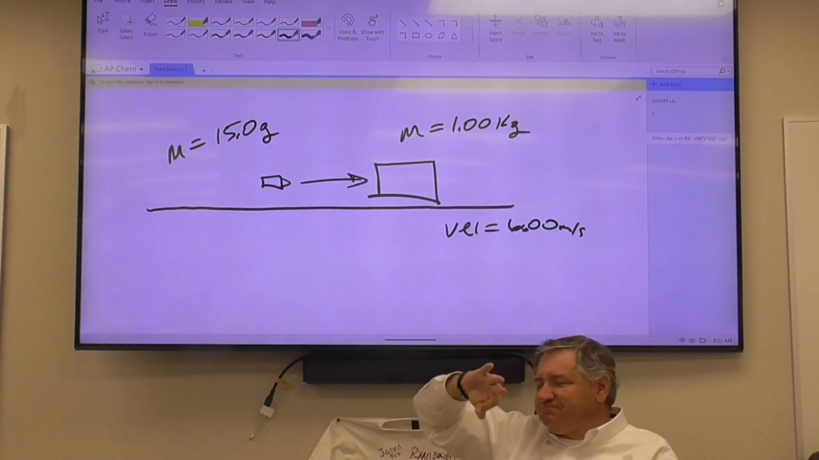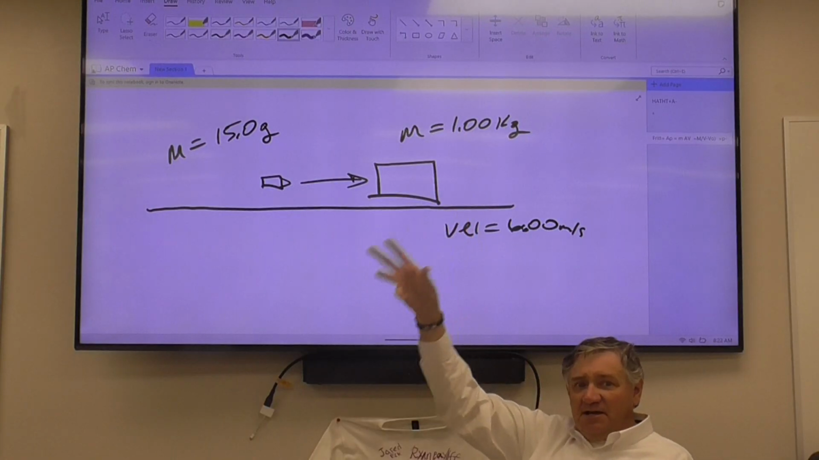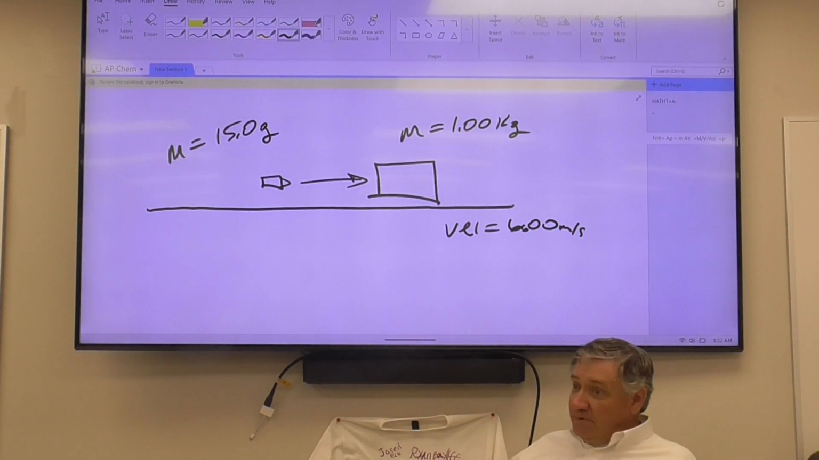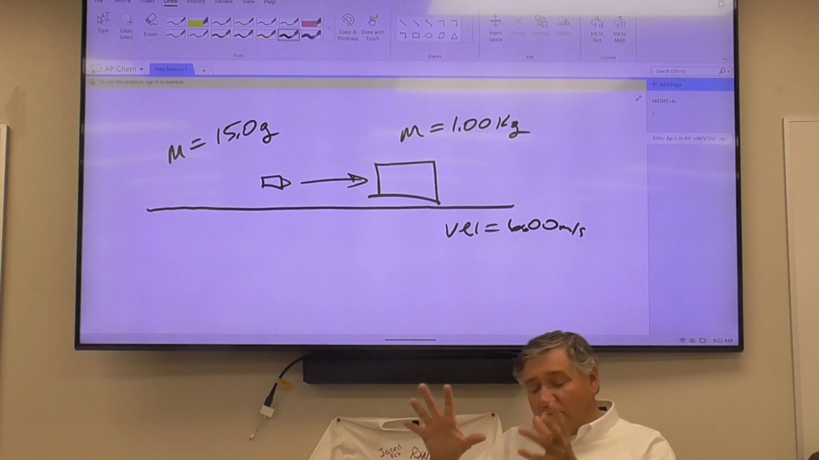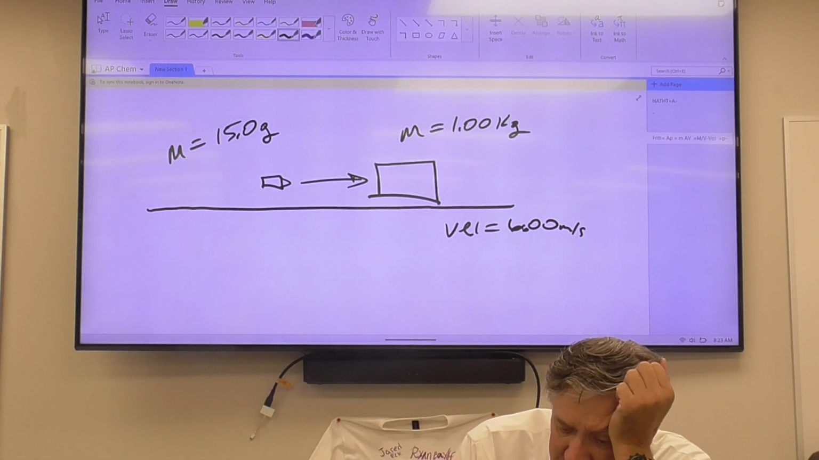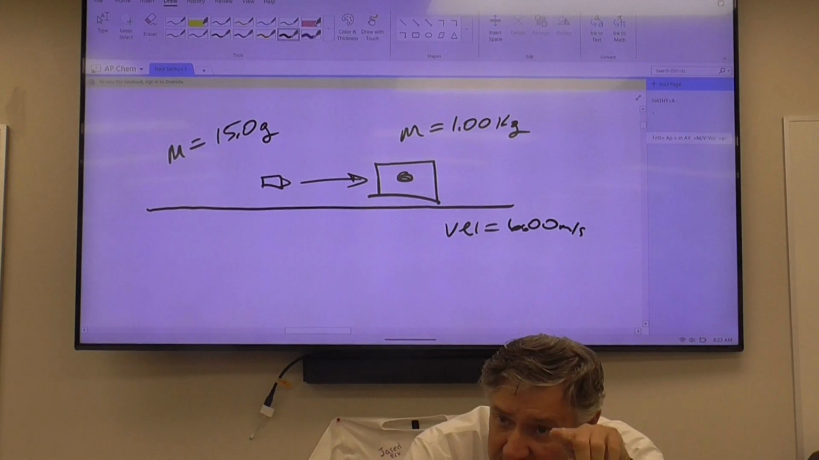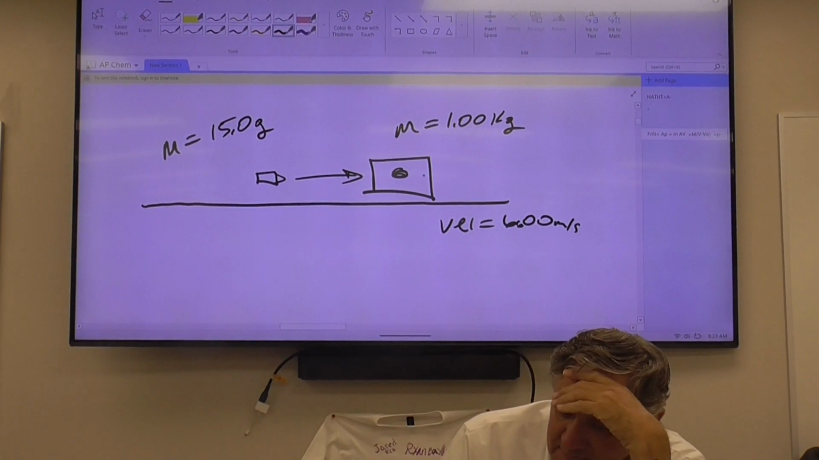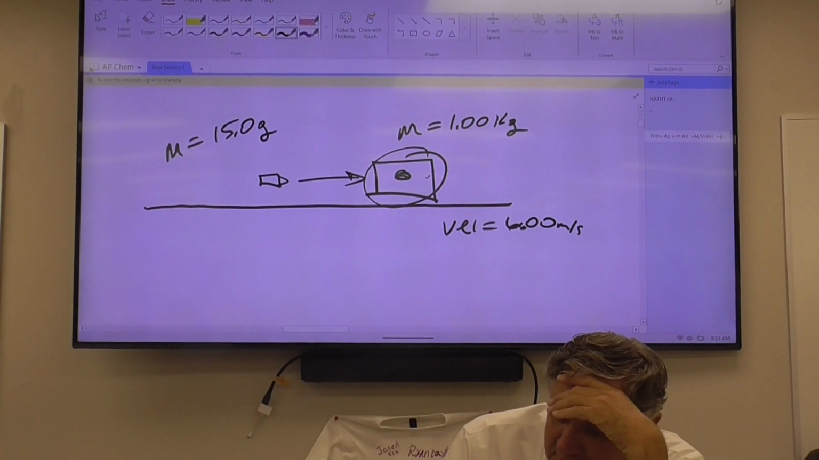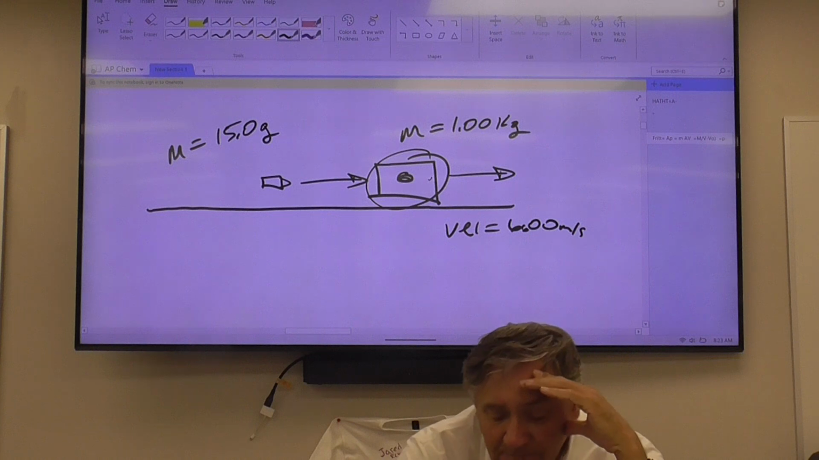Your third option is that the bullet becomes embedded in the block, and it's a California problem. So that's how we're going to approach this. This bullet is going to come in and become lodged in the block, and then the block and the bullet are going to move off together. It becomes a California problem.